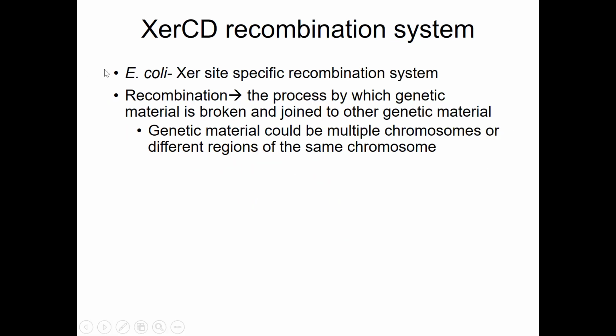So this system is found in E. coli, and there are very many similar mechanisms found in many other bacteria. First, let's define recombination. We'll have a whole lecture dedicated to this later in the semester. But for now, it's the process by which genetic material is broken and joined to other genetic material. That genetic material can be multiple different chromosomes or different regions of the same chromosome.